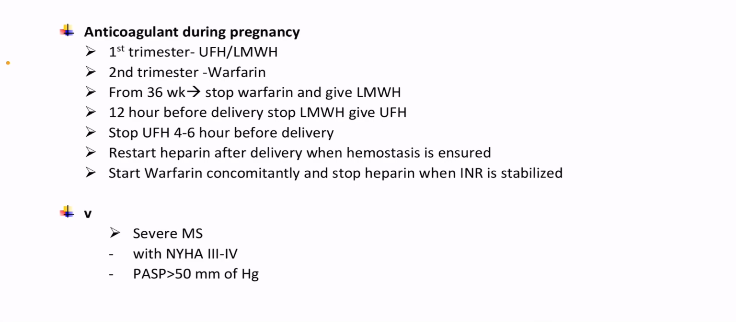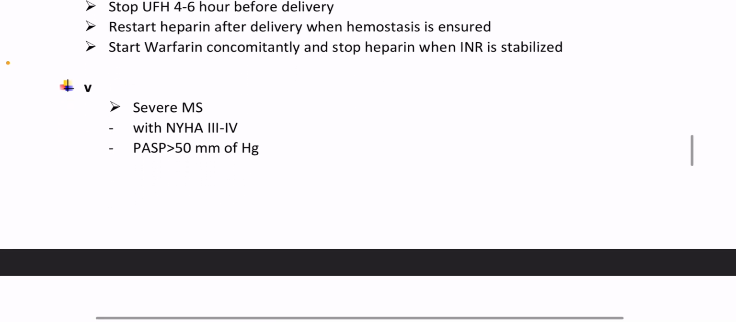Start warfarin concomitantly and stop heparin when INR is stabilized. Severe MS with NYHA class 3 to 4, pulmonary artery systolic pressure more than 50 mm mercury.